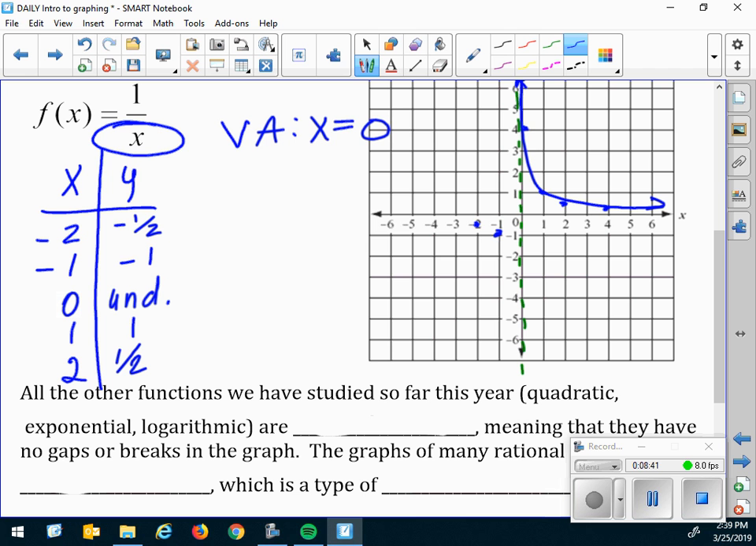What if x is 100? And that would be 1 over 100. So if x is 100, how far would I go up? Barely. What if x is 1,000? Barely go up.